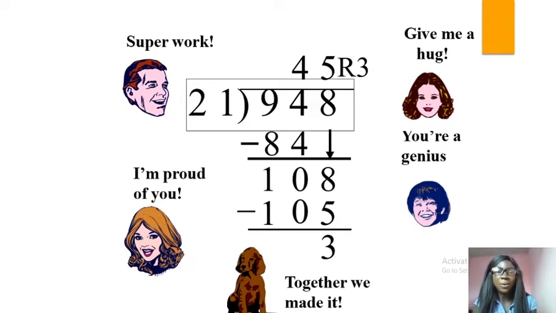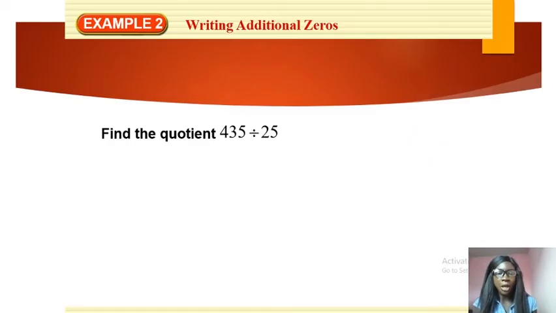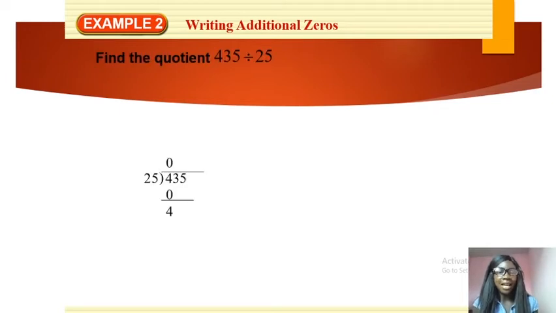So let's see one more example. Okay, now this question says we should find the quotient 435 divided by 25. So just quickly pause this video and try to do it on your own. Then you come back and see if you have the same answer as mine. Okay, alright, so now we have 435 divided by 25.